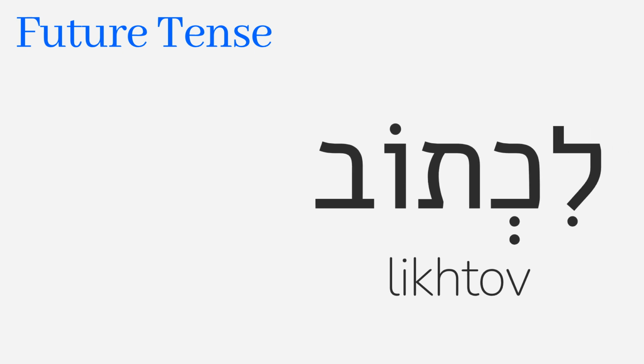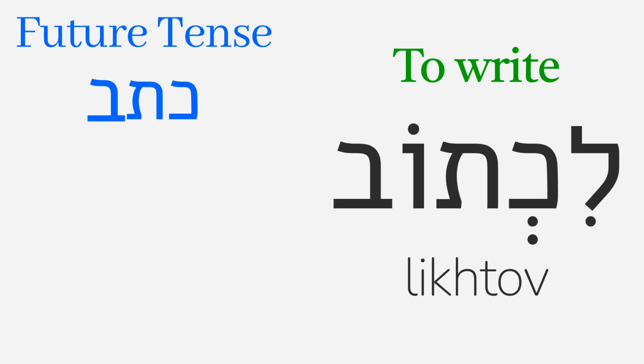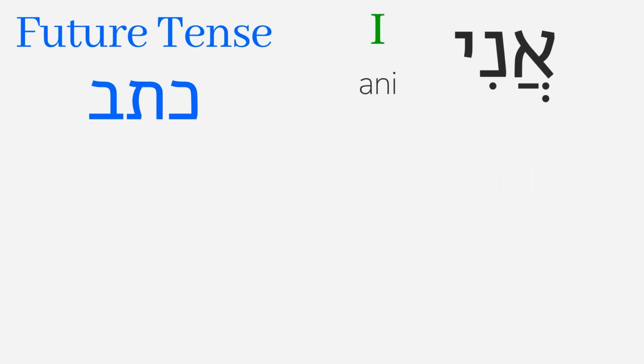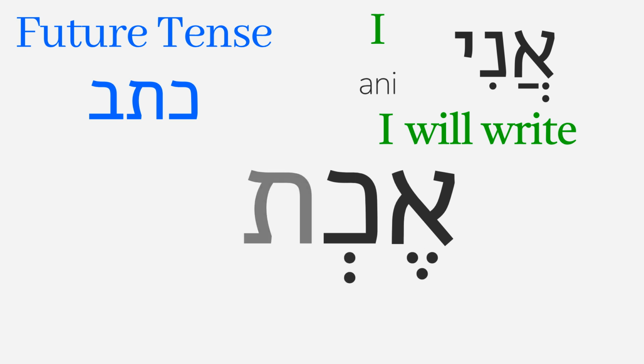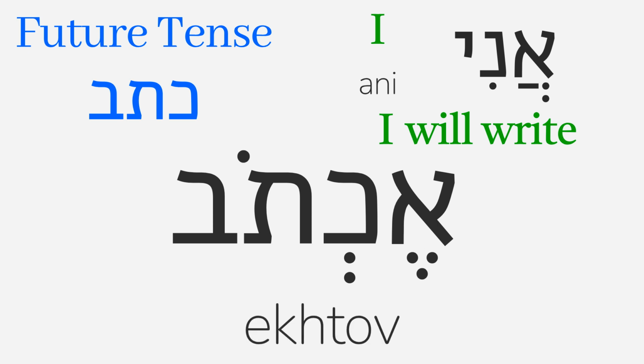Let's see all the future tense forms of the verb lichtov, which means to write, and which is from the root kaf tav beit. To make the ani, I form of the future tense, I will write, we start the verb with an aleph with segol, e. Next comes the first letter of the root kaf without dagesh. We put a shva under that first root letter and follow it with the second letter tav. Then we add a cholam and the third letter of the root beit without dagesh. That all makes echtov, I will write.